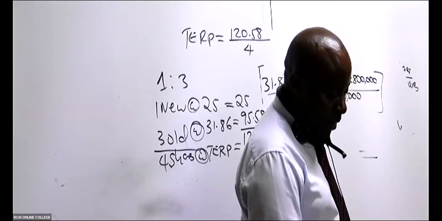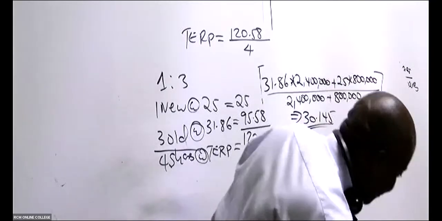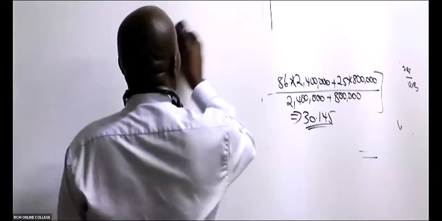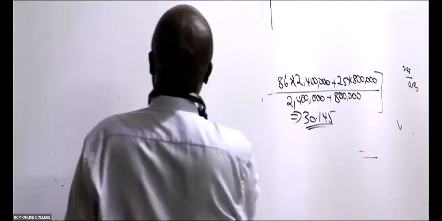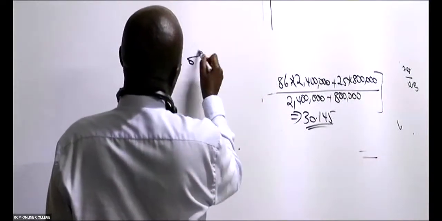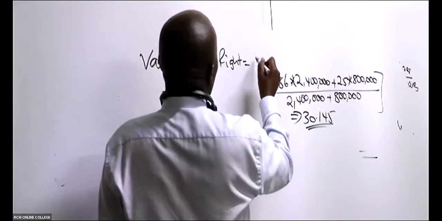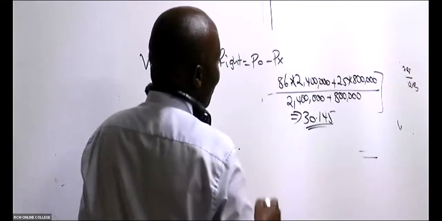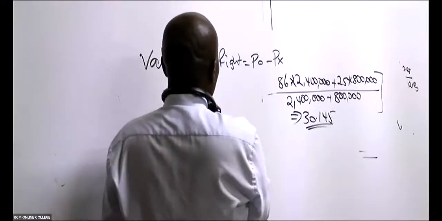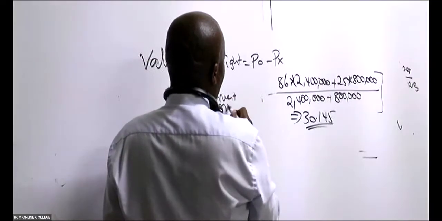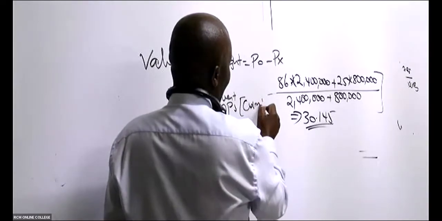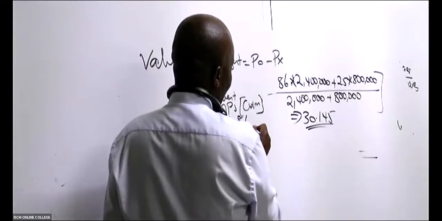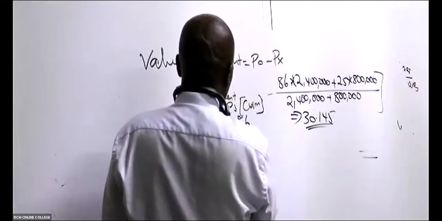You simply take PO minus PX. Whenever they want you to get the value of a right, we shall always take PO minus PX. PO, remember, is the current market price that is pregnant, the cum-rights price. Don't forget that, which you have confidently told me severally. It is 31 point what here, somebody? 86.